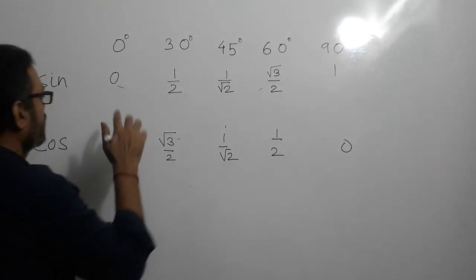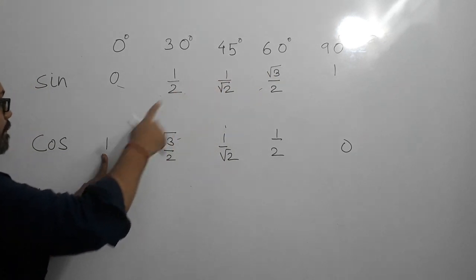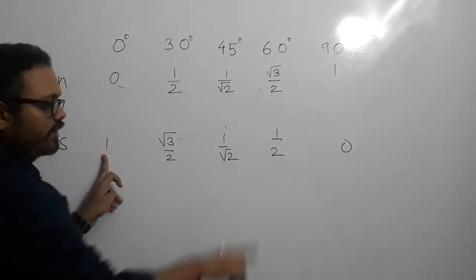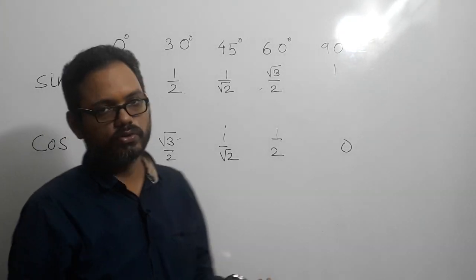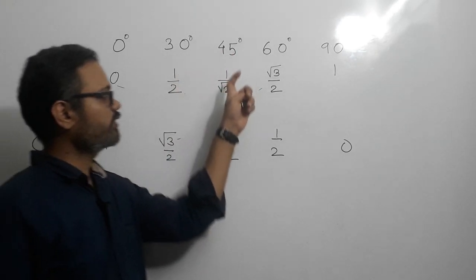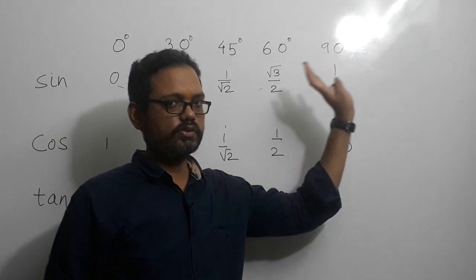Just remember that cos 90 is the sine value. These values will be arranged like this. Is it understood? Not understood. Sine 30 is 1 by 2, 45 is 1 by root 2, 60 is root 3 by 2, and 90 is 1. This is known.